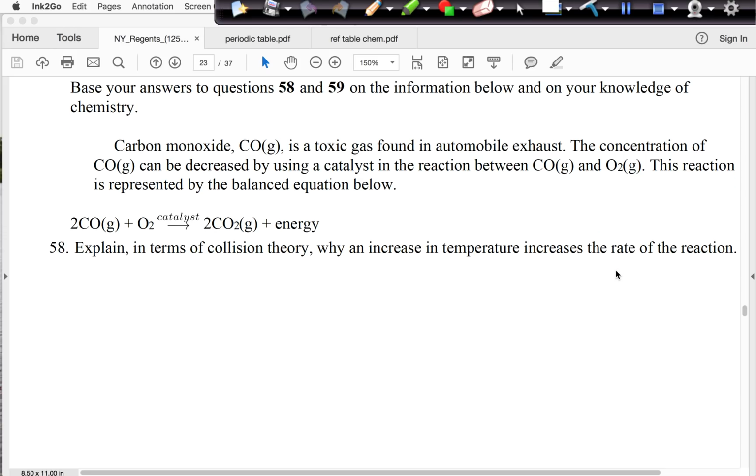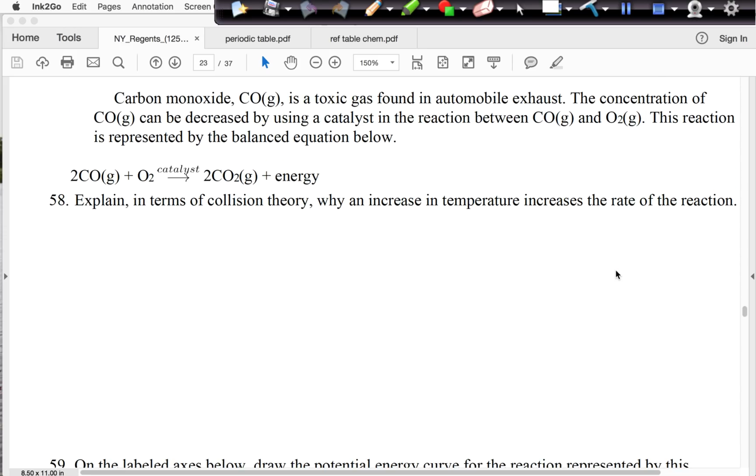58 and 59 are both based on this information about carbon monoxide, and it says carbon monoxide is a toxic gas found in automobile exhaust. Concentration of carbon monoxide can be decreased by using a catalyst in the reaction between carbon monoxide and oxygen. This reaction is represented in the balanced equation below. The question says, explain in terms of collision theory why increasing the temperature increases the rate of reaction.